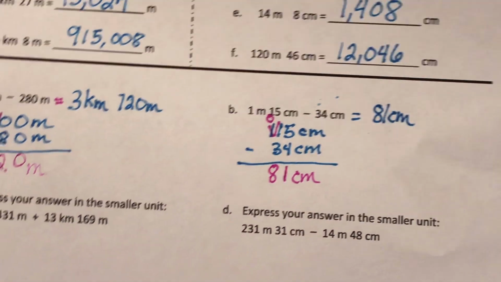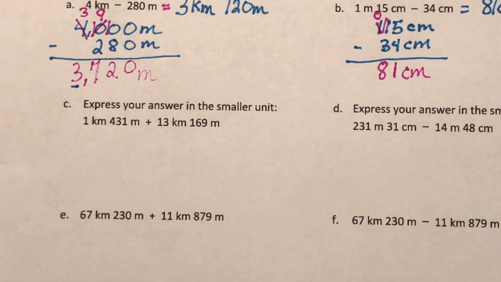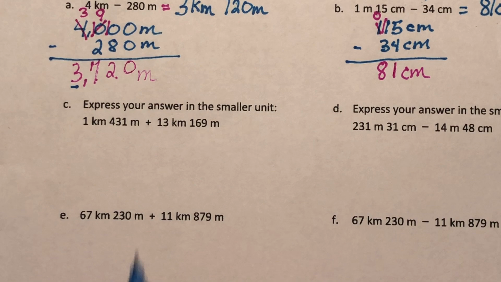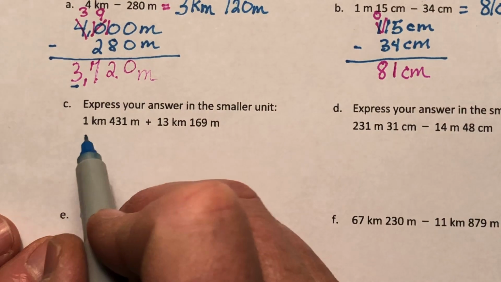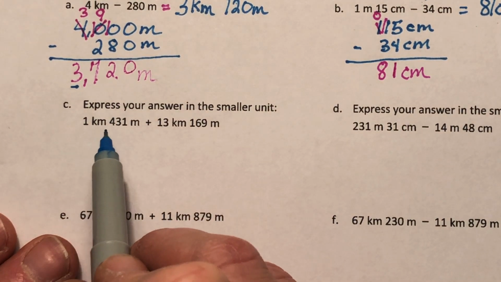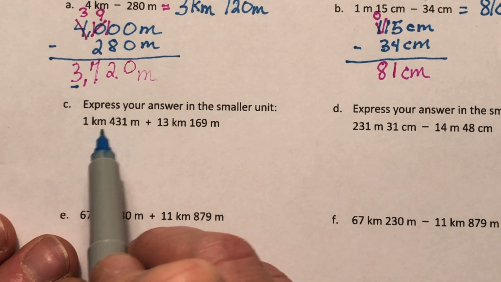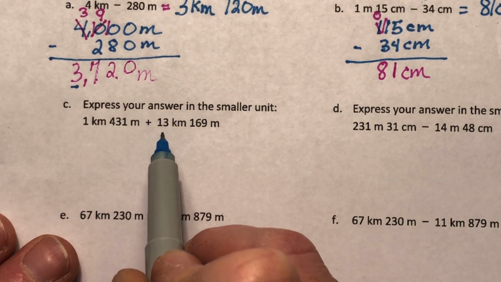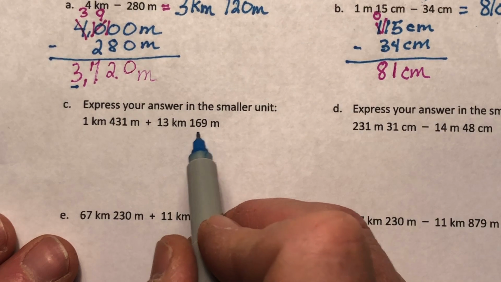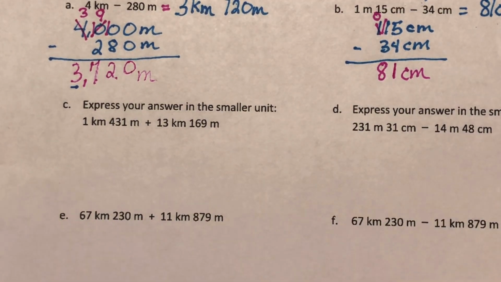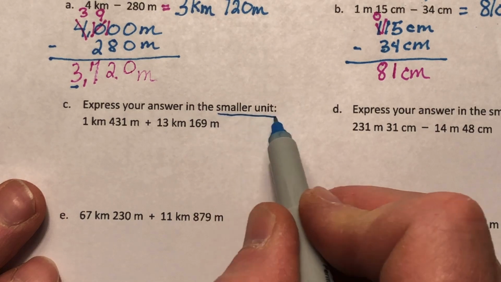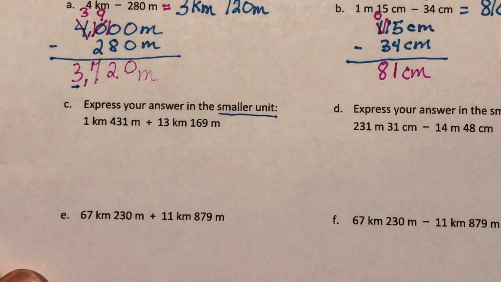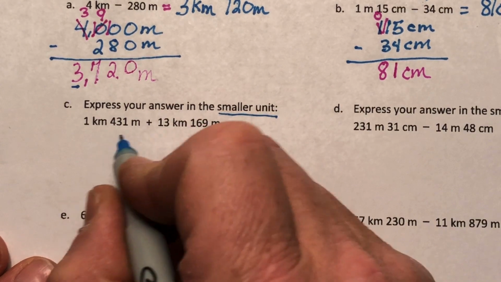All right. Down here, okay, it says express your answer in the smaller unit. So we're not going to change this back. We're going to just express our answer in the smaller unit. So I'm looking here, I've got 1 kilometer, 431 meters, plus 13 kilometers and 169 meters, okay? So many different ways I could do this, but it wants me to express it in the smaller unit. So what I'm going to do here is convert them all to smaller units.